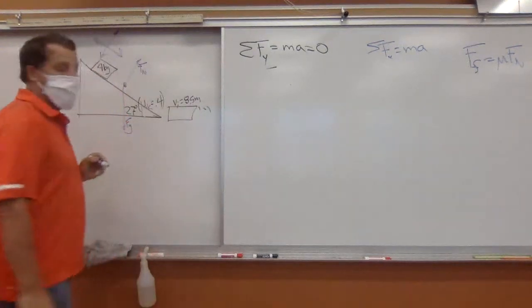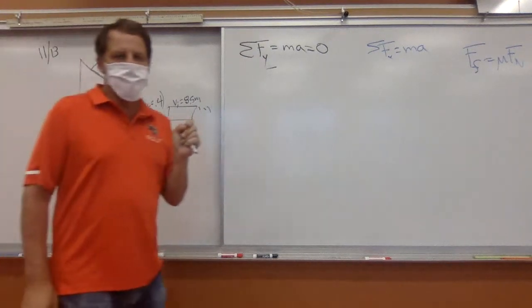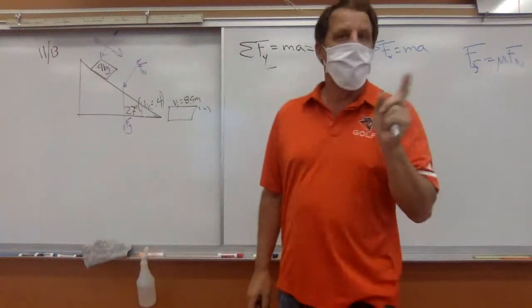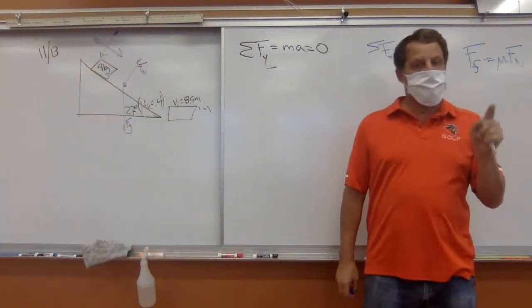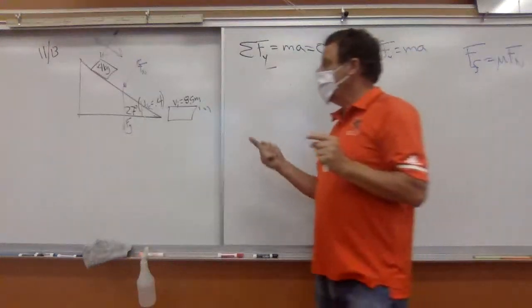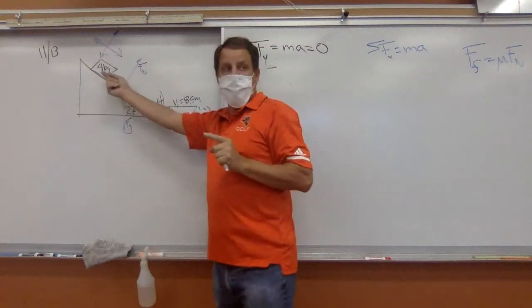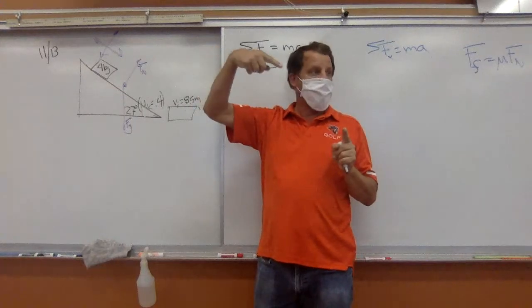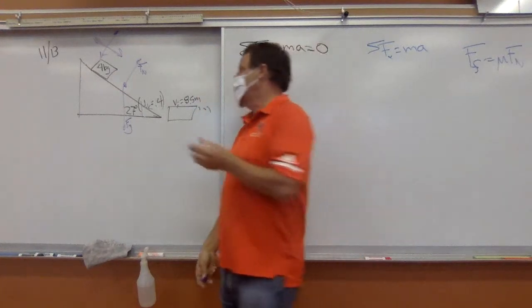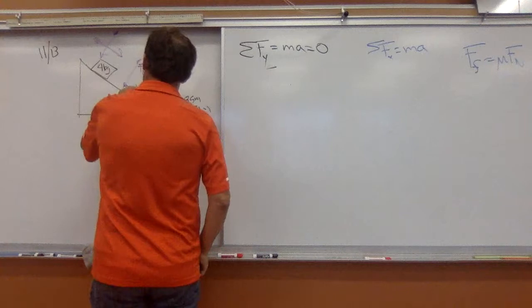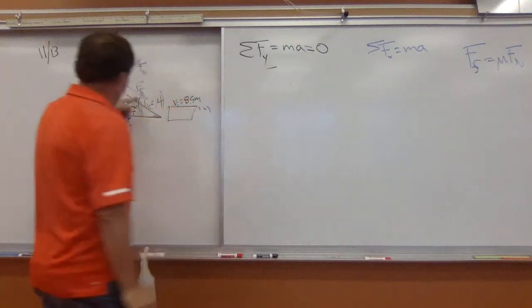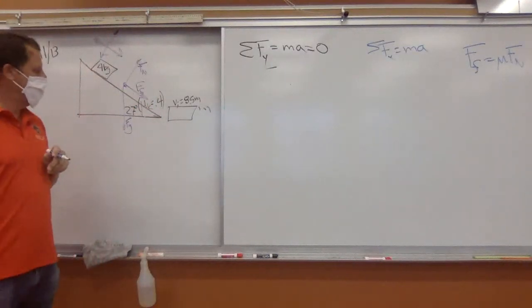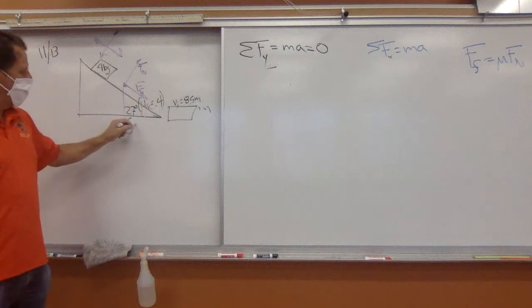We're going to have our force of gravity. Now, this time we have to think about which direction our friction is going to be. Since this block is going up the ramp, friction is always going to work against the motion or potential motion. So we're going to have our force of friction, which is going to be right there.